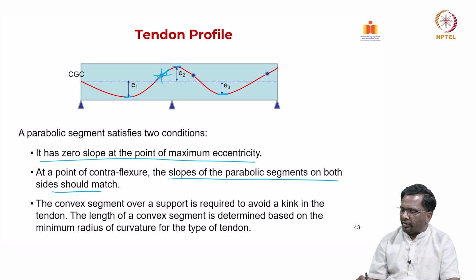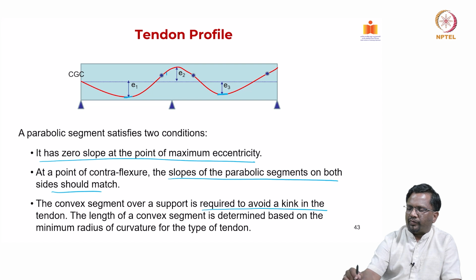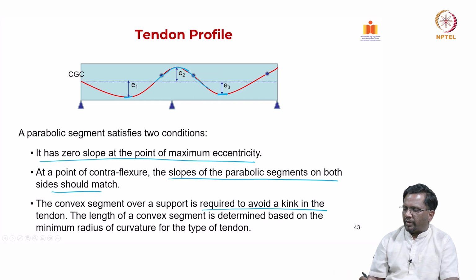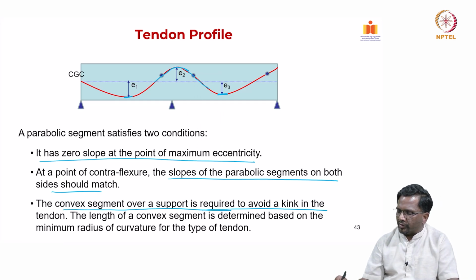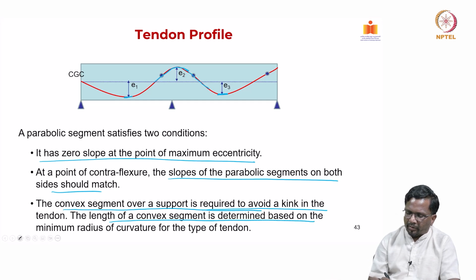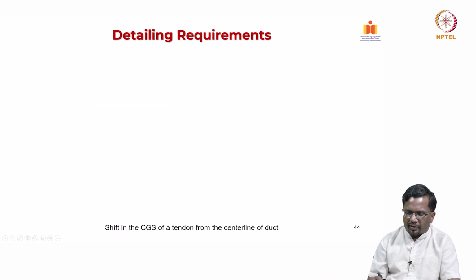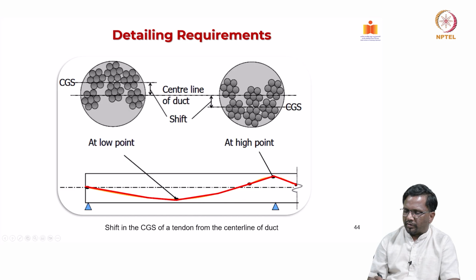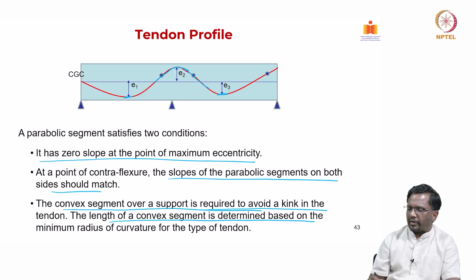The convex segment over a support is required to avoid a kink. Always over the support, you cannot have this kind of a sharp cable. Always you need to have a smooth cable, a smooth transition. So, the convex segment over a support is required, and the length of the convex segment is determined based on the minimum radius of the cover of the section.